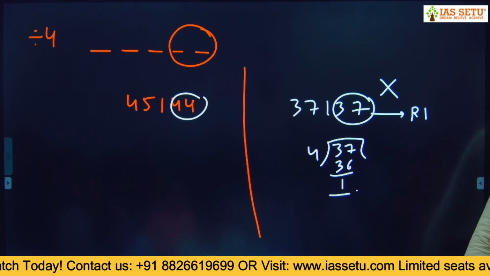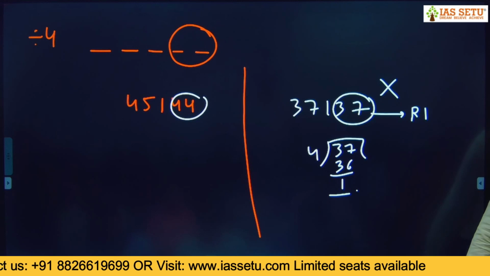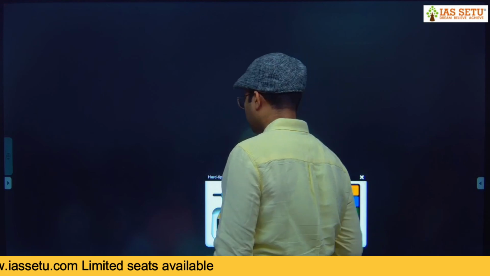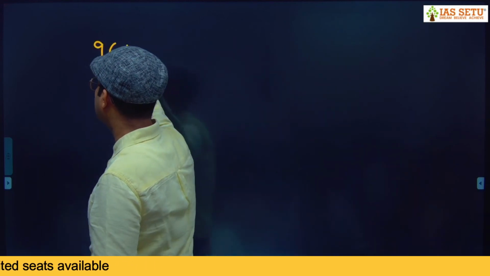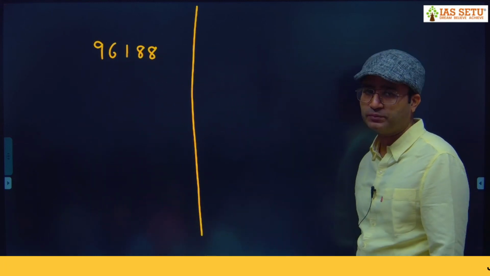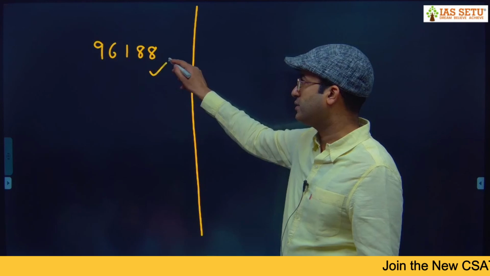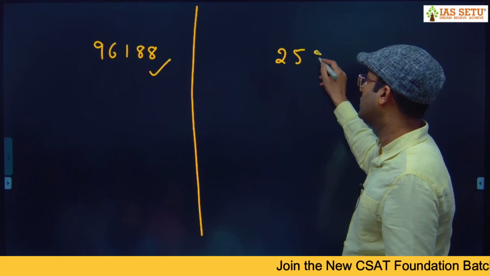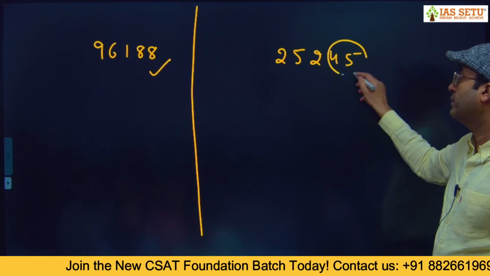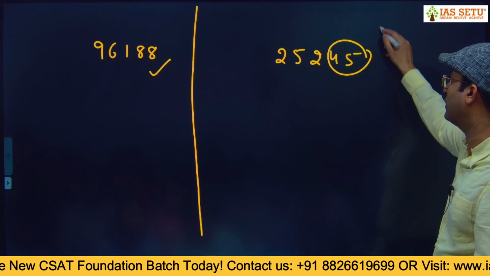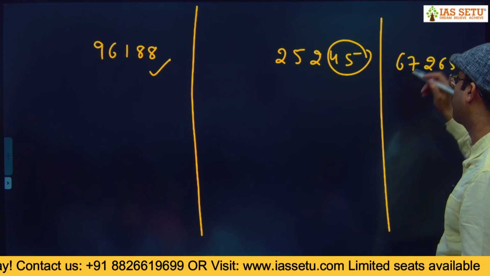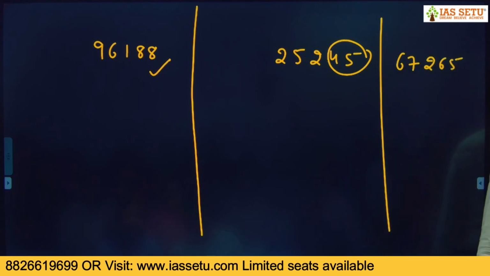Let me ask 2 questions. 96,188. Check if this number is divisible by 4, yes or no. Yes, because 88 is a multiple of 4. Yes. 25,245. No, then what is the remainder? 1, because this 45 divided by 4 gives you remainder 1. 67,205. No, then what is the remainder? 1. Remainder 1.